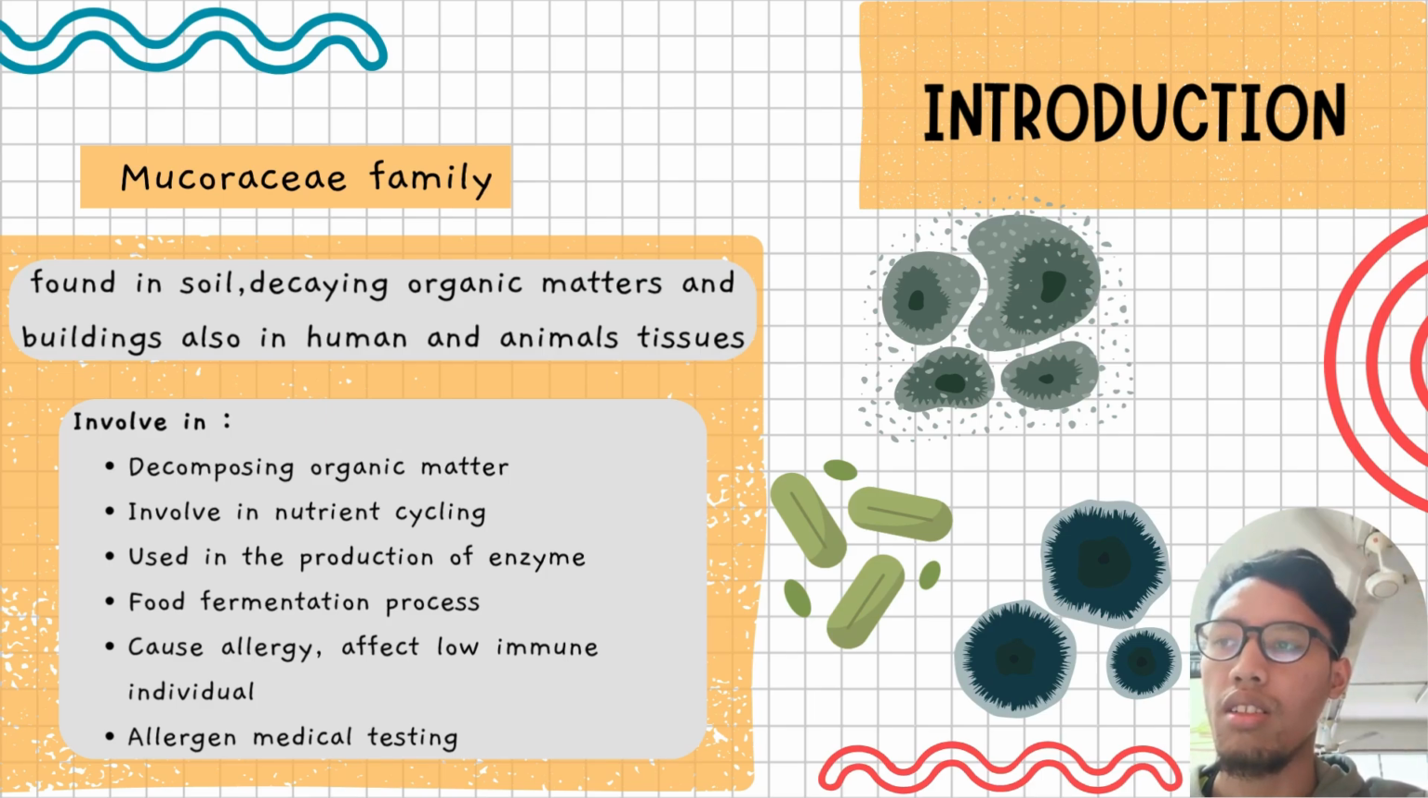Mucor racemosus can cause allergy and has effects exclusively in immunocompromised individuals. The symptoms are sinusitis, rhinitis, and alveolitis. Mucor racemosus was used for allergen medical testing to test the production of IgE antibody.